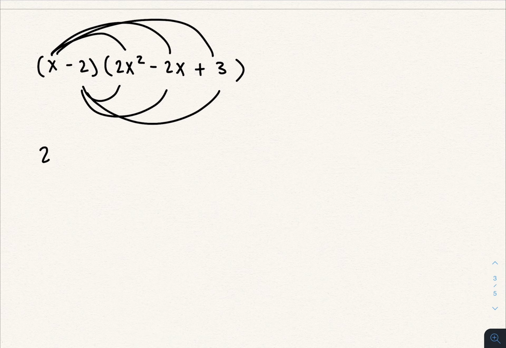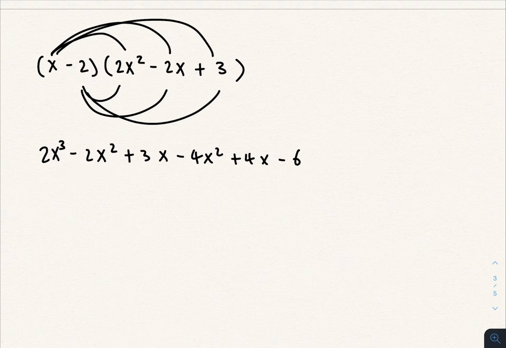x times 2x squared is 2x cubed. x times negative 2x is negative 2x squared. x times 3 is 3x. Now you move on, negative 2 times 2x squared is negative 4x squared. Negative 2 times negative 2x is positive 4x. Negative 2 times 3 is negative 6. So you end up with 6 terms like this.